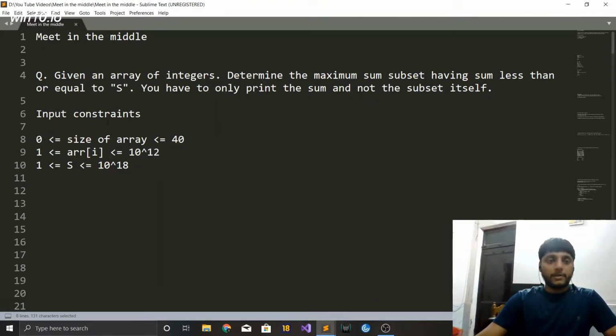So let's look at the input constraints. The size of the array is less than or equal to 40. Elements of the array will be greater than or equal to 1 and less than or equal to 10 raised to power 12. S will be greater than or equal to 1 and less than or equal to 10 raised to power 18. In case you didn't understand the question, let's try to understand this with the help of a test case.